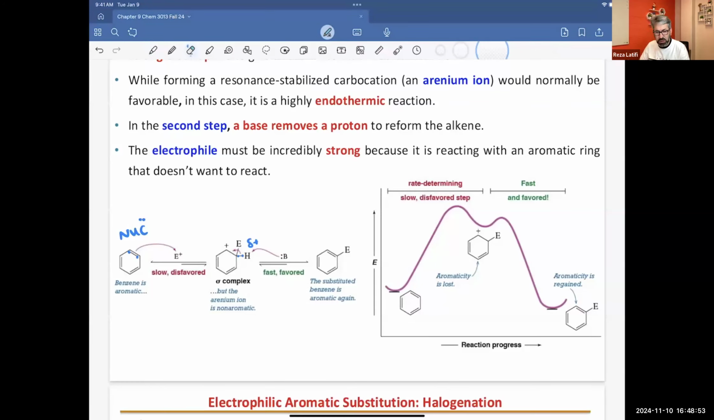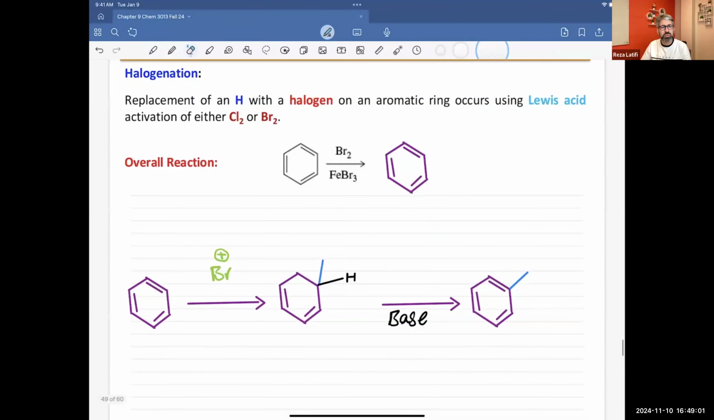The second step, which will be a fast step, is just hydrogen abstraction from the system, and it will restore the benzene ring. Okay, let's start with halogenation. Halogenation will be initiated by a Lewis acid like FeBr3, which reacts with bromine, and then it will simply replace one hydrogen atom. So say we have a hydrogen atom here. That hydrogen atom will be replaced by Br.